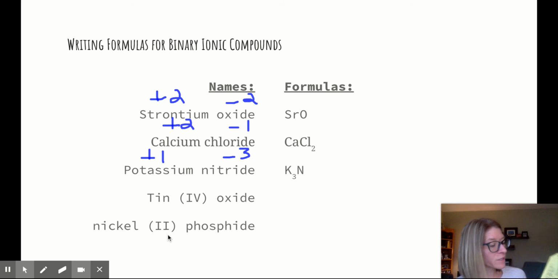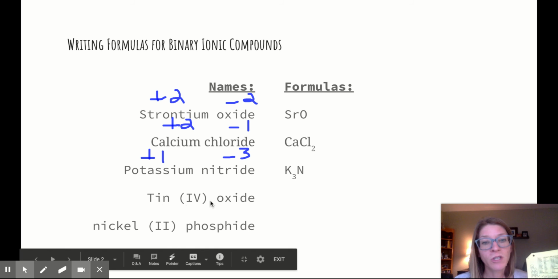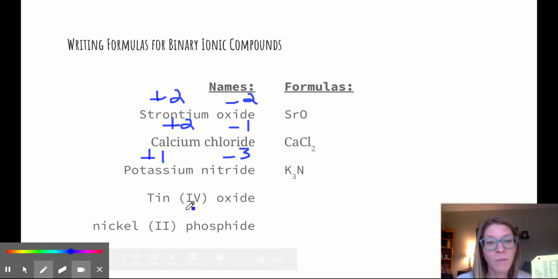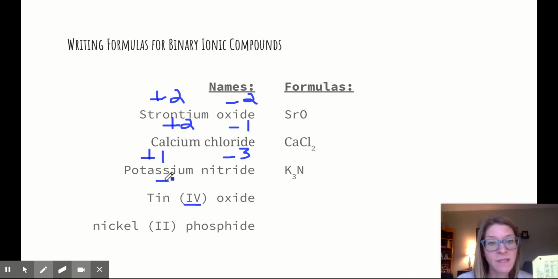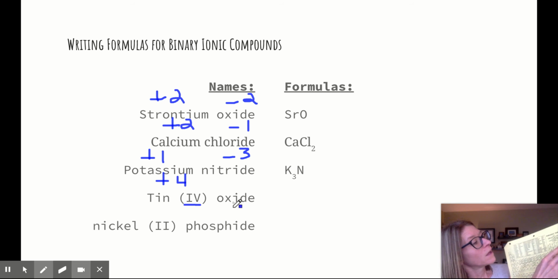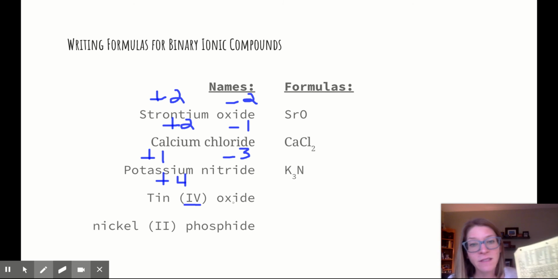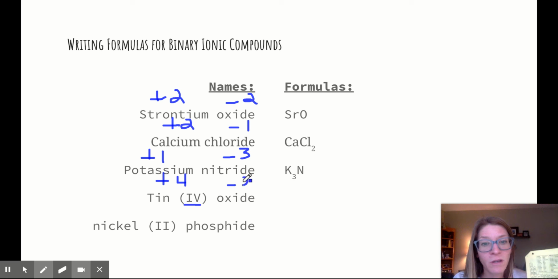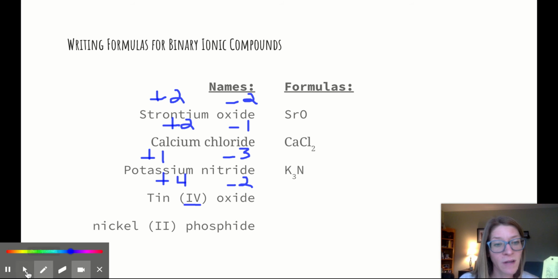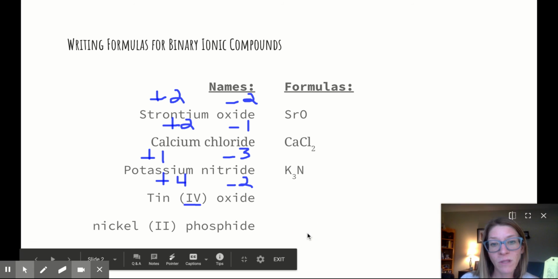The last two are transition metals, which means that they have multiple charges. And so to show what charge they have, the name is going to have a Roman numeral in them. So remember, this 4 means that tin has a +4 charge. And then if we look at oxygen, oxide has a -2 charge. So to make these charges equal and opposite, for every 1 tin atom, we are going to need 2 oxide atoms. So the formula would be SnO2.